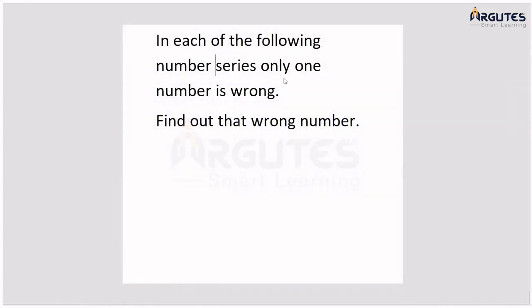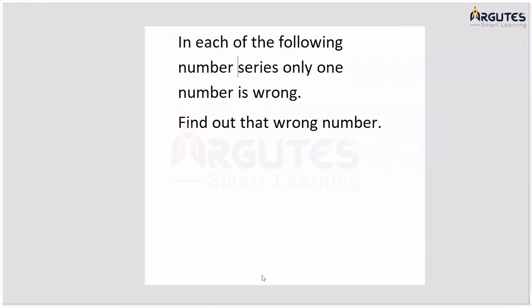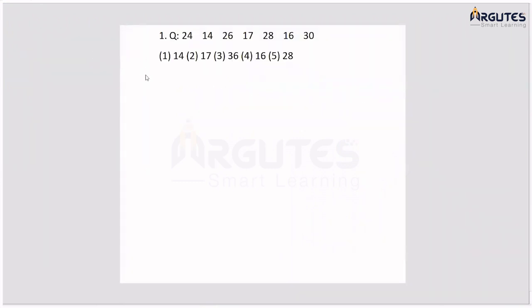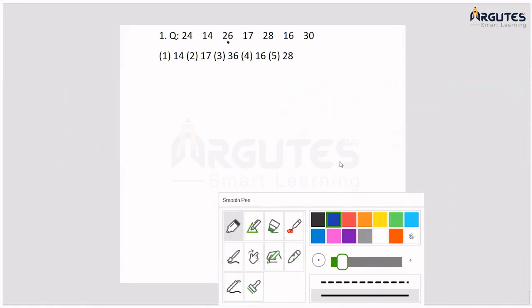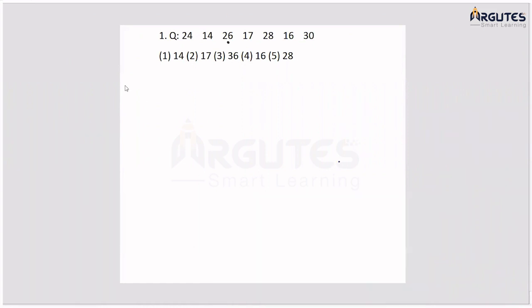So in a wrong number series we have to find out the one wrong number which is given in the series. So let's look at it via some examples. Our first question. The series is given: 24, 14, 26, 17, 28, 16 and 30. First thing I would like to tell you is that in our last class we learned how to recognize the series. By looking at the series we can conclude that this comes under either an ups and downs series or a two series.